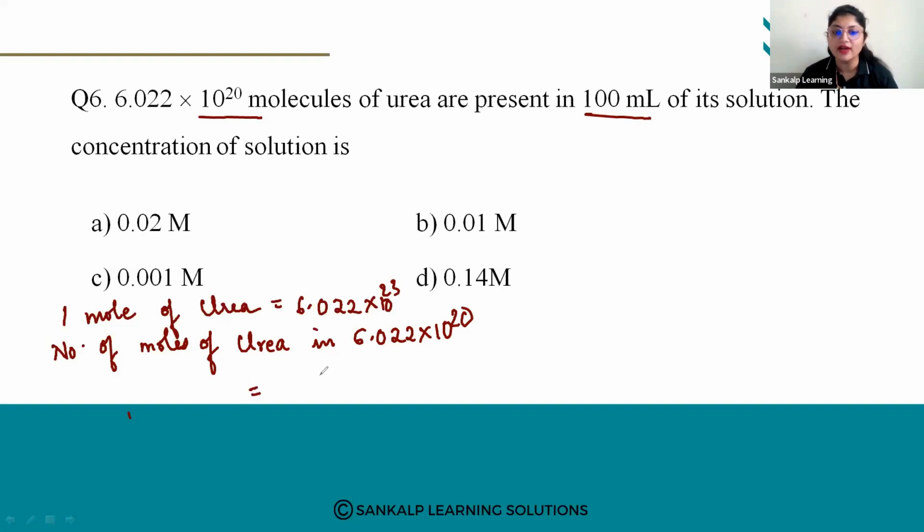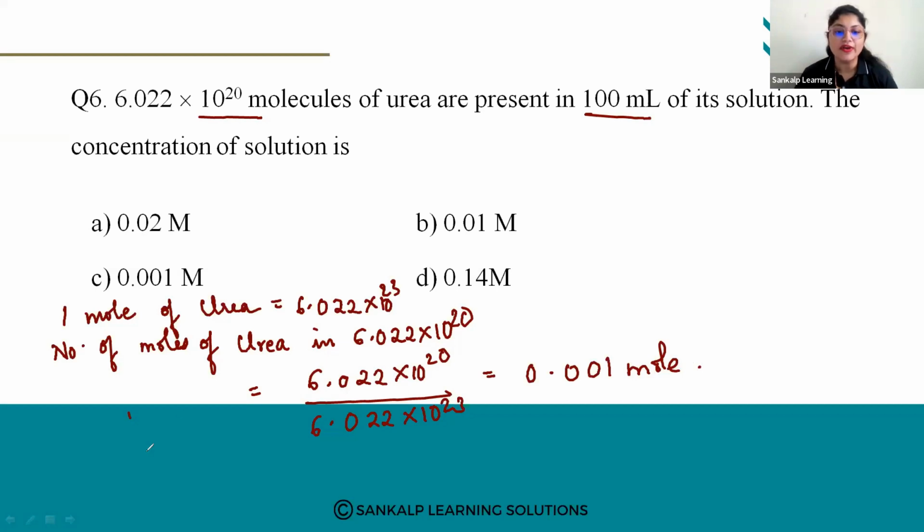You have to divide it. How will it be? 6.022 into 10 raised to 20, cross multiplication, divided by 6.022 into 10 raised to 23. So what will the answer be? It will be 0.001 mole. Okay, 0.001 mole. These are the number of moles present. Now we have to find the concentration.